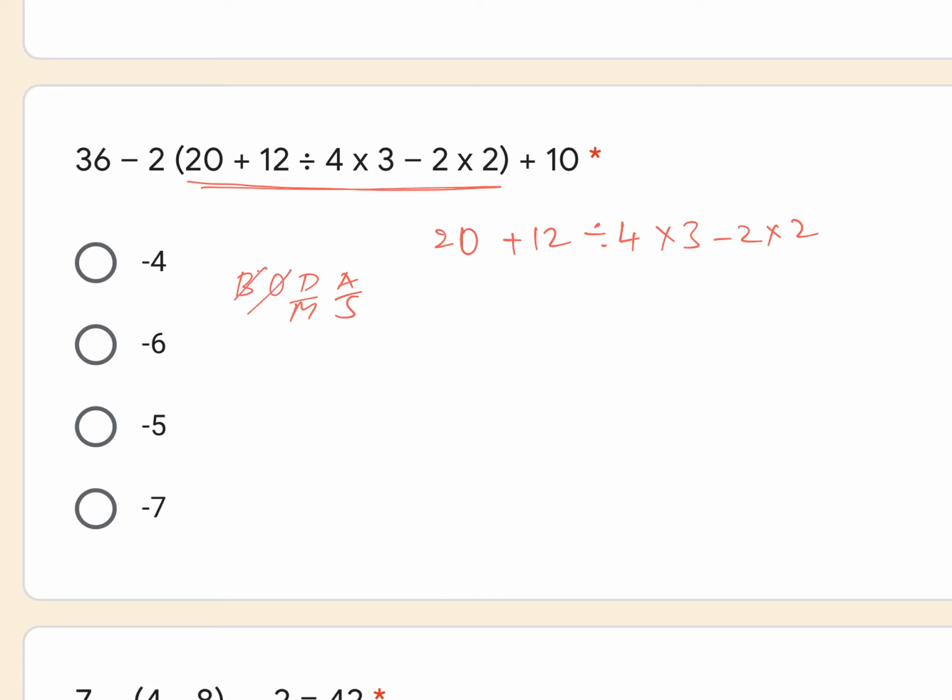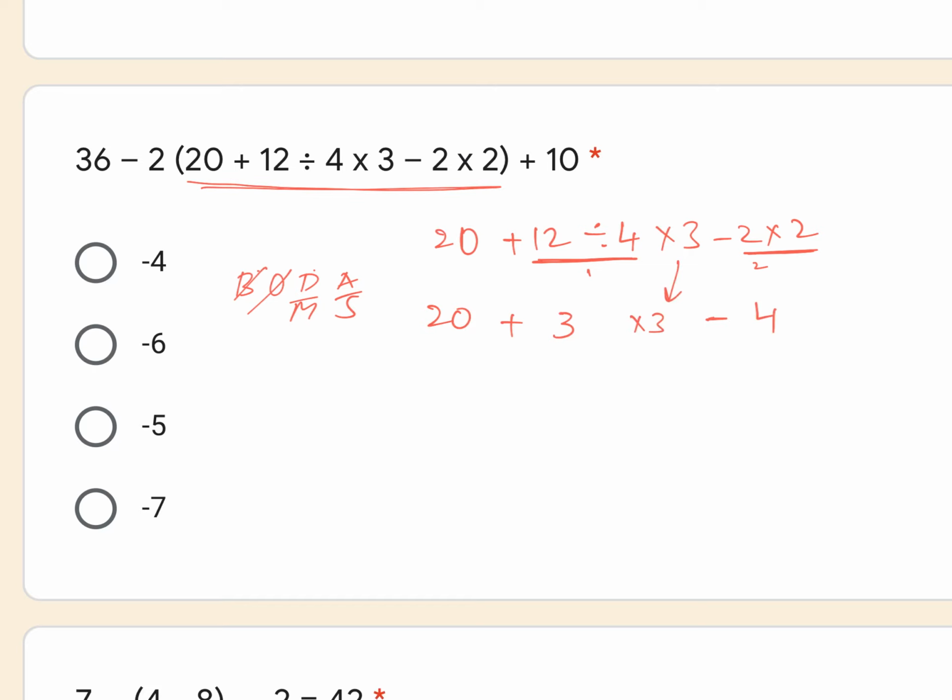And order, we don't have any order, that is the powers, and therefore thereafter we have multiplications and divisions. Let us solve them first. 12 divided by 4 and 2 into 2. Division comes first, then comes multiplication. So 20 remains same. 12 divided by 4 is 3, so 3 into 3 as it is, minus 2 2's are 4.